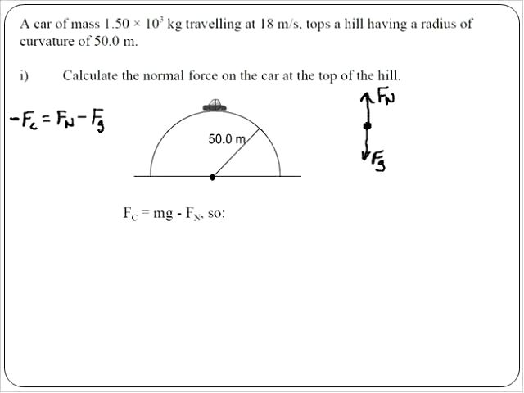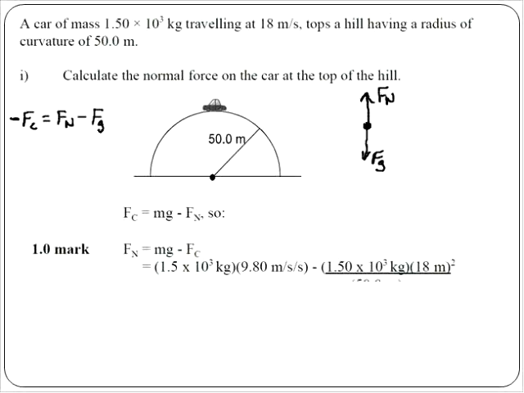Okay, so there's what you plug in. You rearrange that. You get Fn equals Mg minus Fc. Normally at the top, it's actually the other way around, Fc minus Mg. So what's going to happen here is you're going to get the opposite sign. So anyway, there's the answer.